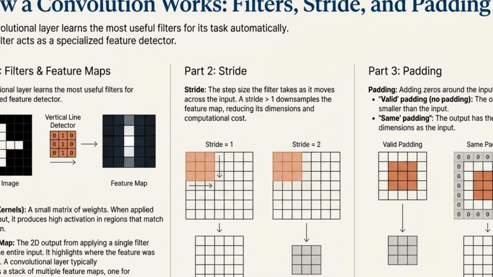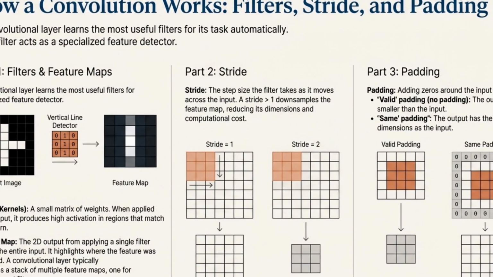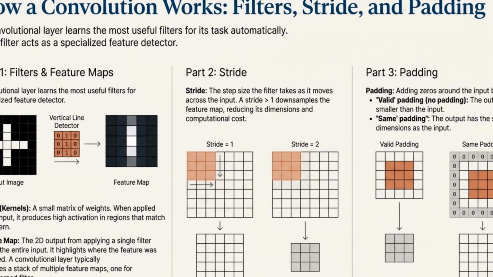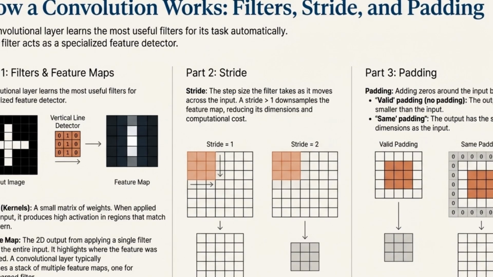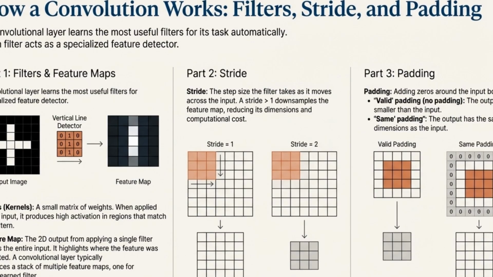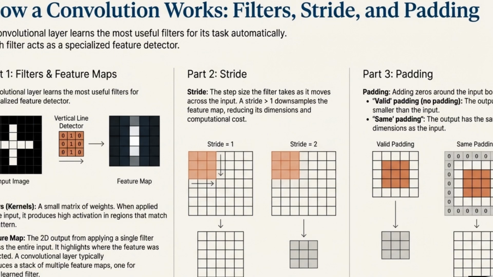In Part 1, we see the function of the filter and the resulting feature map. Each filter acts as a specialized feature detector, which the CNN learns automatically during training. When our vertical line detector filter is applied to the input image, it produces a high activation value only in the region where the vertical line is detected. The resulting 2D output, the feature map, visually highlights exactly where this feature exists.